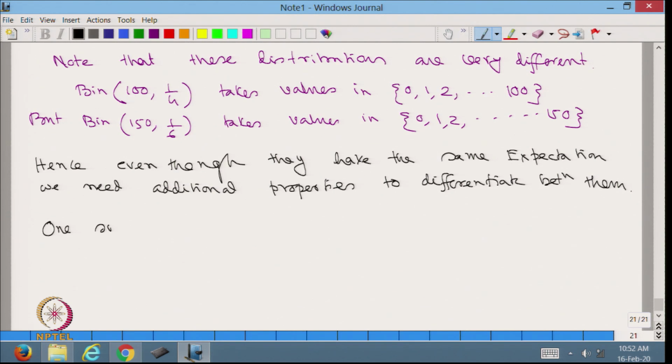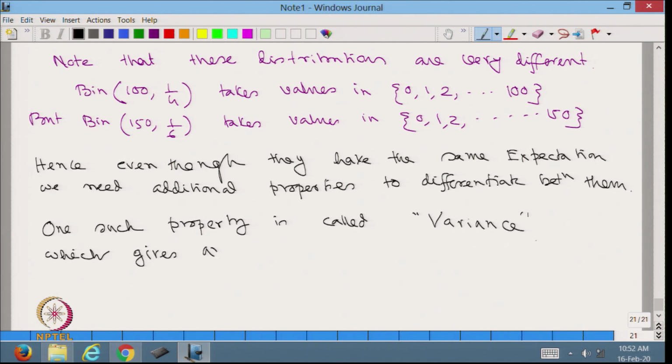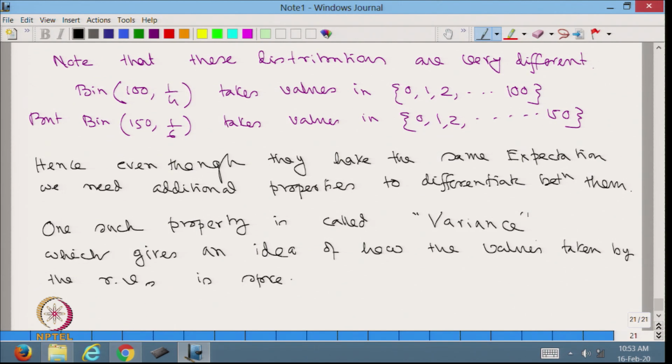One such property is called variance, which gives an idea of how the values taken by the random variable are spread around their expectation.